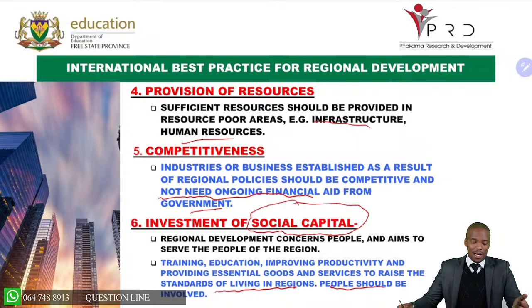They should not depend on an ongoing financial assistance or financial aid from the government. Investment of social capital, where we are saying people are involved here. The reason why we want to develop regions, it is because of people. So therefore, training and education is very important to improve productivity. And we understand that once productivity improves, there will be sufficient provisioning of essential goods and services. And that will also help to improve the standard of living.